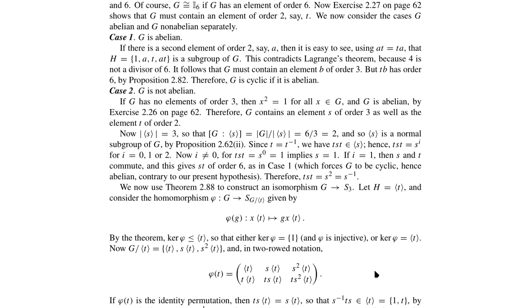But if I is equal to 1, then TST is equal to S, which would mean S and T commute. And this means that if S and T commute, then ST as a product is going to have order 6, right? So that goes back to case 1, which we saw. It will be cyclic. Therefore, I must be 2. So TST is equal to S squared. That means TST is equal to S inverse.